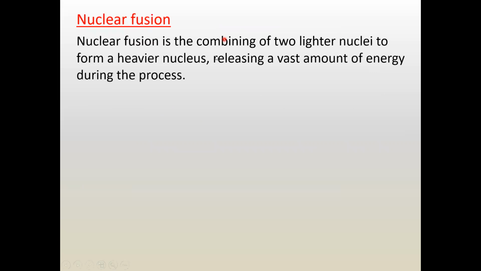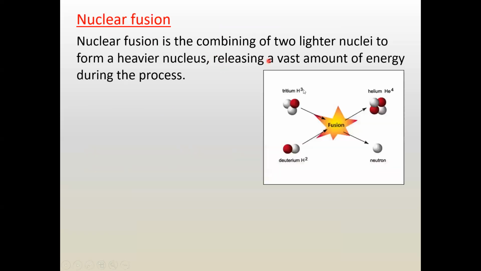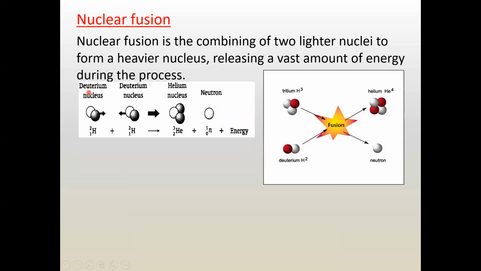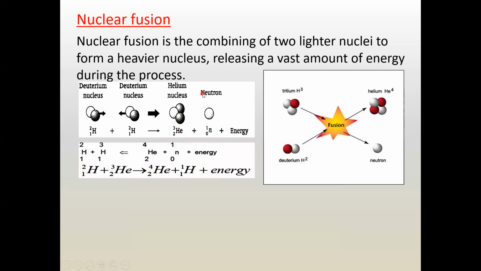What is nuclear fusion? When lighter nuclei join to form a heavier one, we call that nuclear fusion. As you can see, hydrogen and two isotopes of hydrogen combine and produce helium. A fusion reaction is also an exothermic reaction, which releases an enormous amount of heat energy. That is the main source of the energy.